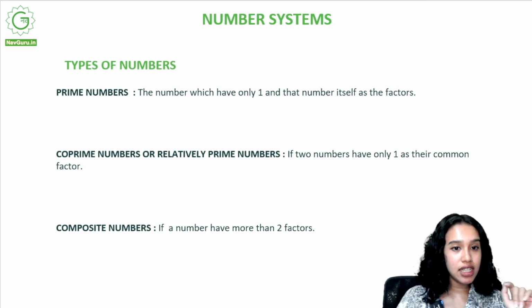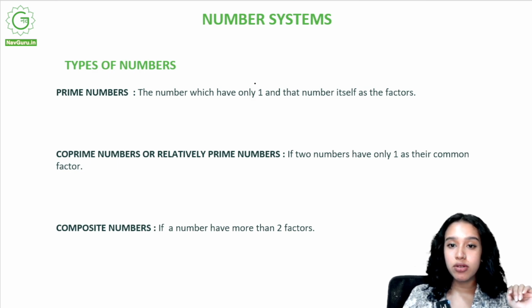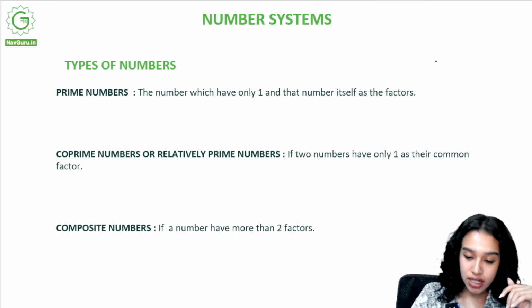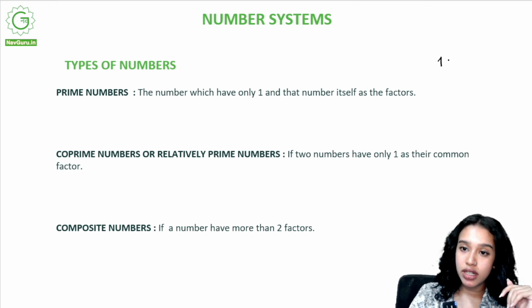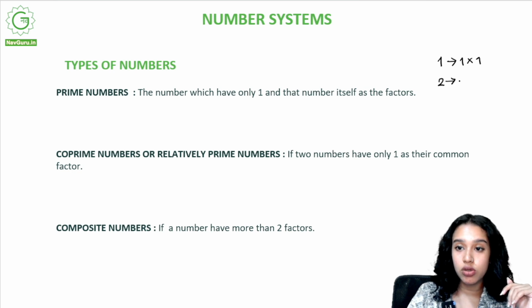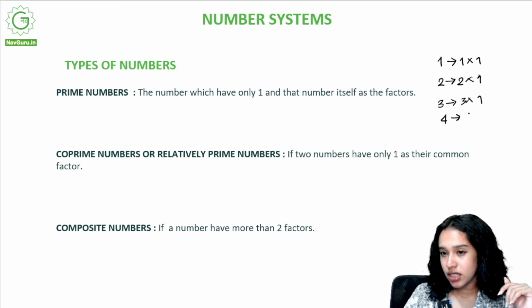Now we have a little bit trickier type of number, which is called prime numbers. We all know about factors. If you don't, let's just get back to what factors are. If I'm factorizing 1, 1 could be written as 1 into 1. What is 2? 2 could be written as 2 into 1. And 3 again goes like 3 into 1. And what about 4 though? 4 can be written in two ways, which is 4 into 1 and 2 into 2.